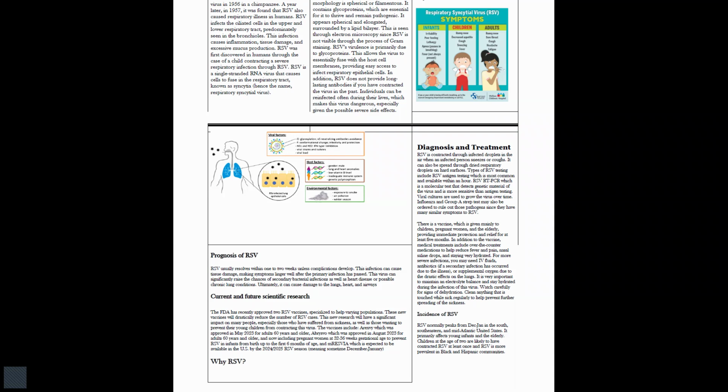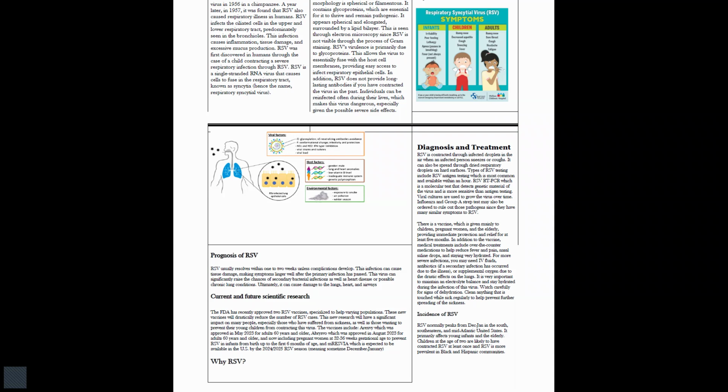Viral cultures are used to grow the virus over time. Influenza and group A strep tests may also be ordered to rule out those pathogens since they have many similar symptoms to RSV. There is a vaccine which is given mainly to children, pregnant women, and the elderly, providing immediate protection and relief for at least 5 months.